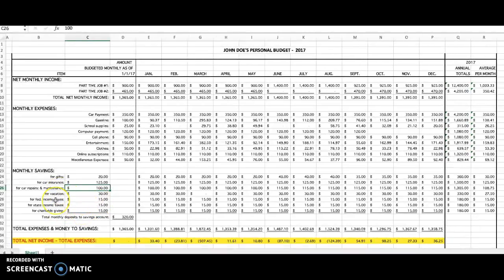What is not there, and what John ought to be thinking about if he's a junior or a senior in high school, is adding a category in here someplace for college savings. He may have to take out one of these things, or maybe he needs to think about reducing something like, well, I don't know, maybe entertainment. Let's put that back to 100 and maybe put 50 in here for savings someplace in this area of the budget.